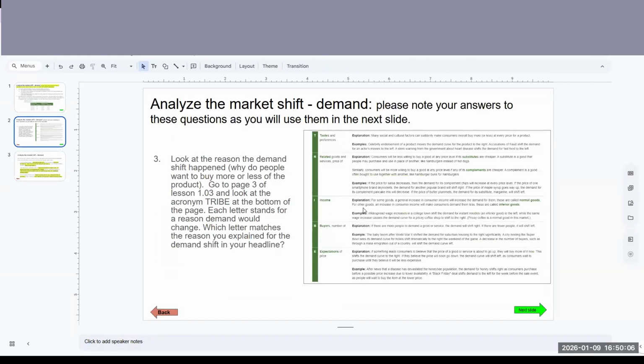This tells you about tribe because the last part asks you about tribe. You're going to pick one of these. It's not going to be all of the letters.